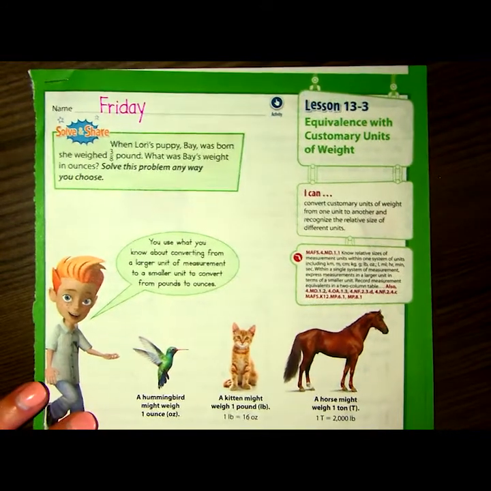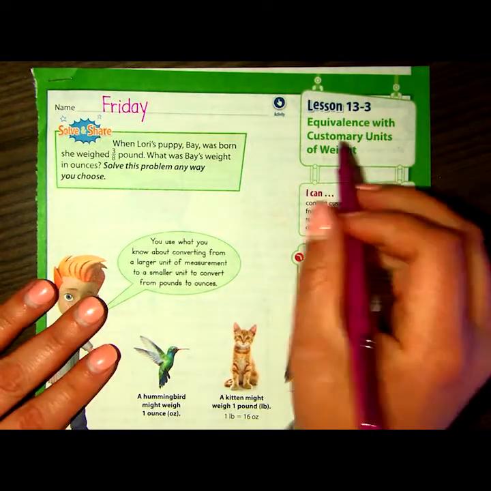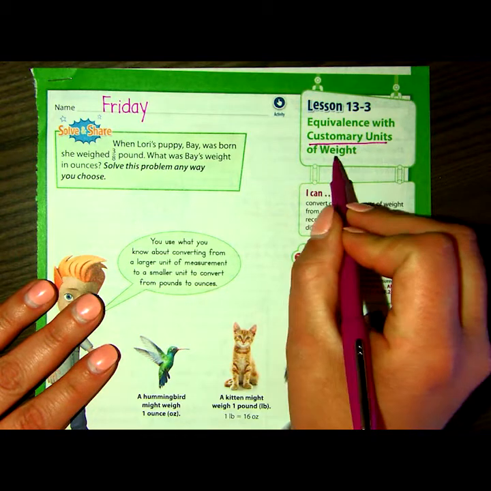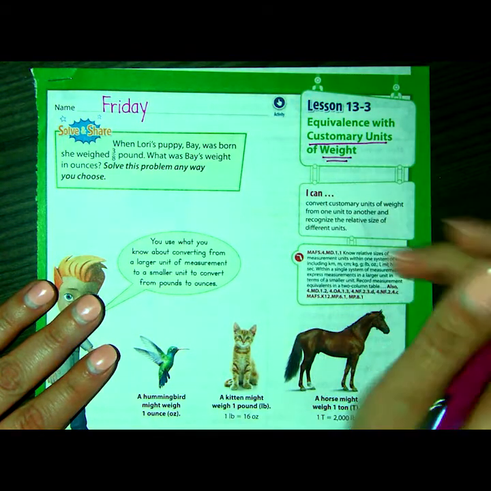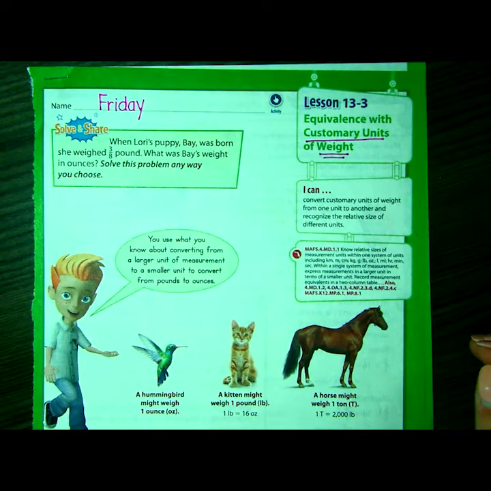All right, we are here. We are on lesson 13.3, and we are talking about still customary units, but this time we're talking about weight. So welcome back. I know in part 1 we were looking at the reference sheet, and here we are on page 489.